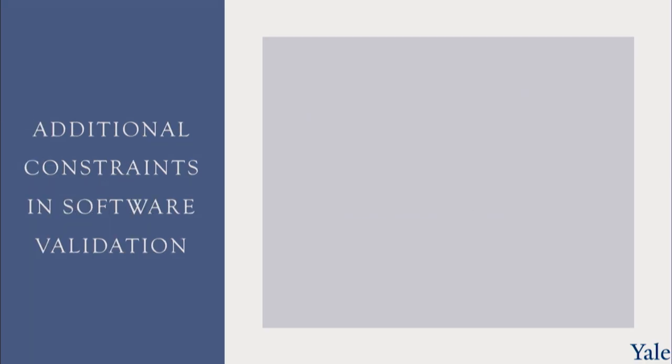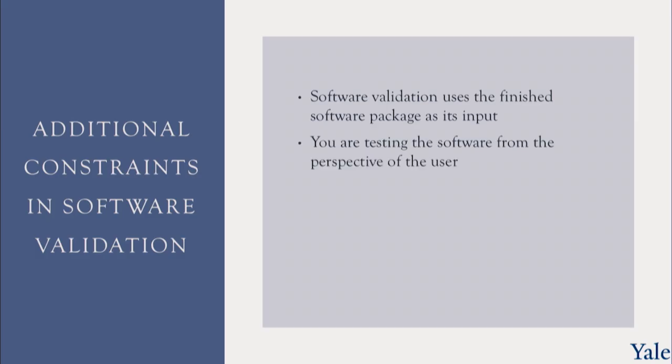In software validation, there are some additional constraints. In software validation, we use the finished software package as the input. We're not using code anymore. We're using the black box, the finished final product. We're testing the software from the perspective of the user.